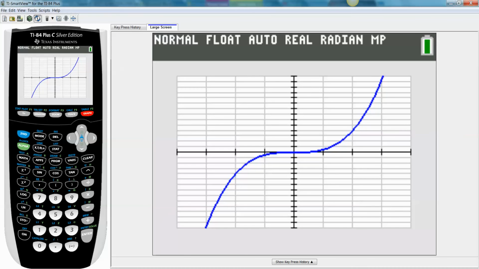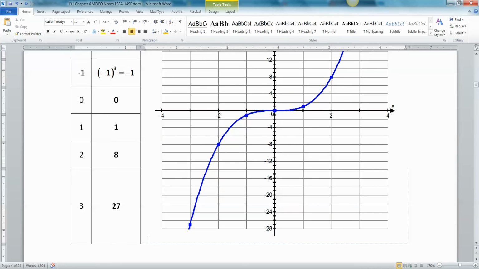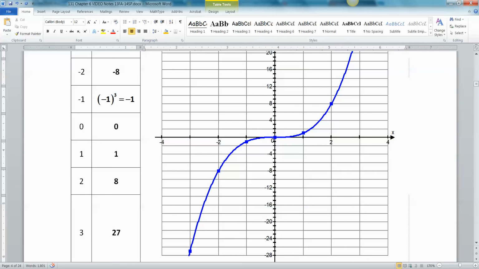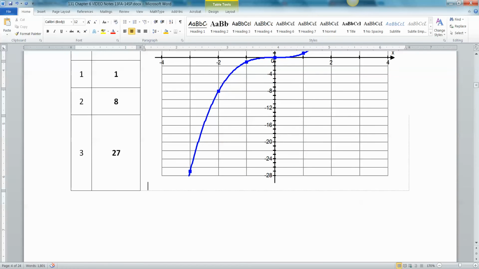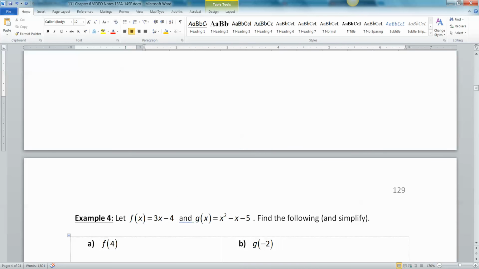Okay, that's a general cubic function. All right, so let me go graph that on our paper. And there it is. Beautiful. Okay, so now we know the basic functions. What's next? Oh, we're going to have to find and simplify some.